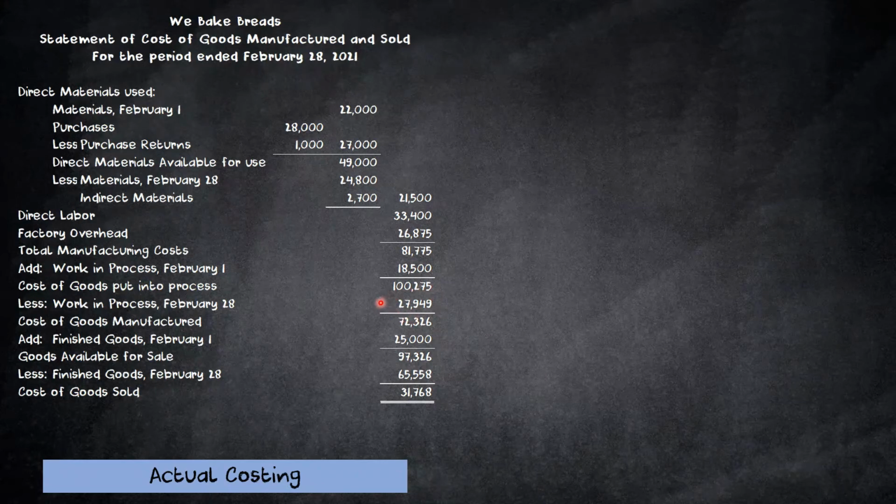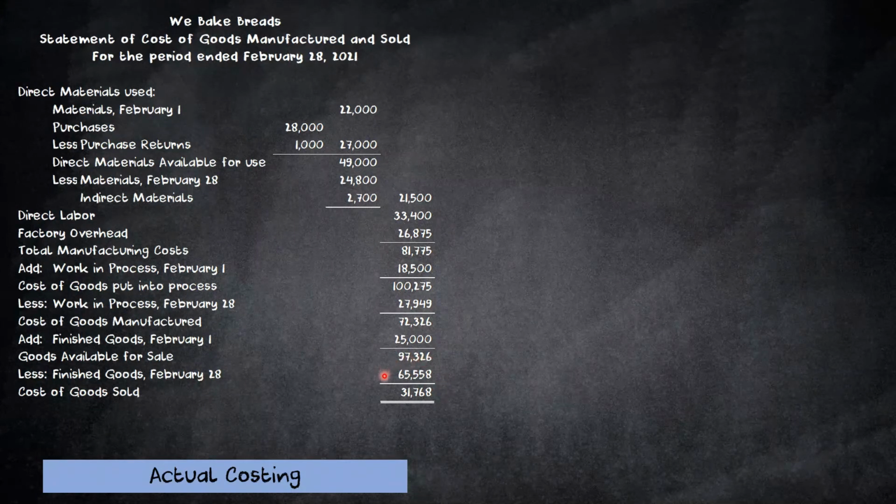Familiar tayo dyan kanina sa job cost sheet natin. Nakita natin yan. Tapos, pag na-deduct na natin, we will get the cost of goods manufactured. Ito naman yung amount ng job 401 and 402. Kasi diba silang dalawa yung jobs na natapos this month. From that amount, we will add the beginning finished goods inventory. Then, we will get the goods available for sale.